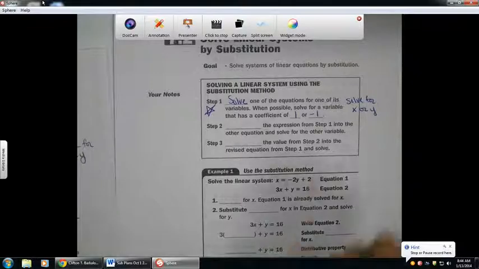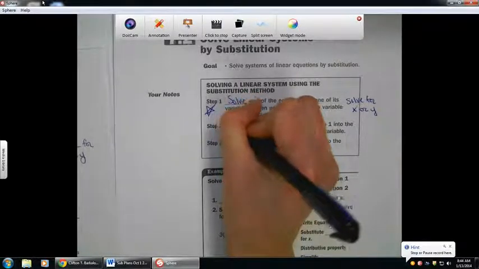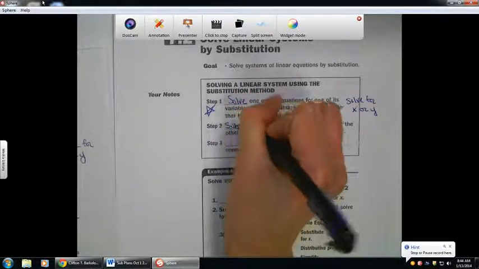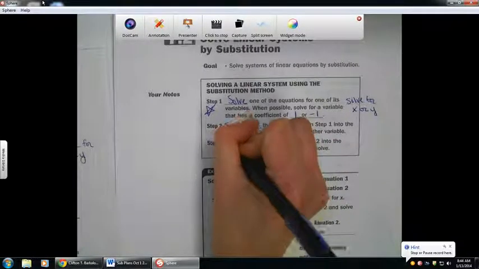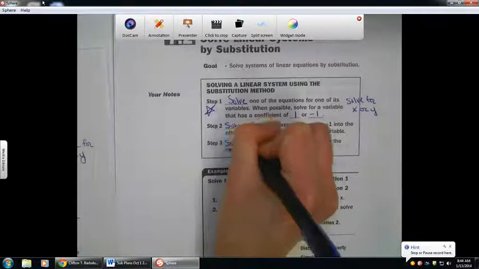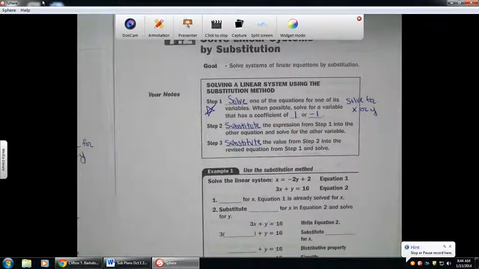Step 2 is we substitute, hence the name of this method, the expression from step 1 into the other equation and solve for the other variable. In step 3, we substitute the value from step 2 into the revised equation from step 1. So let's go through an example and do this together.